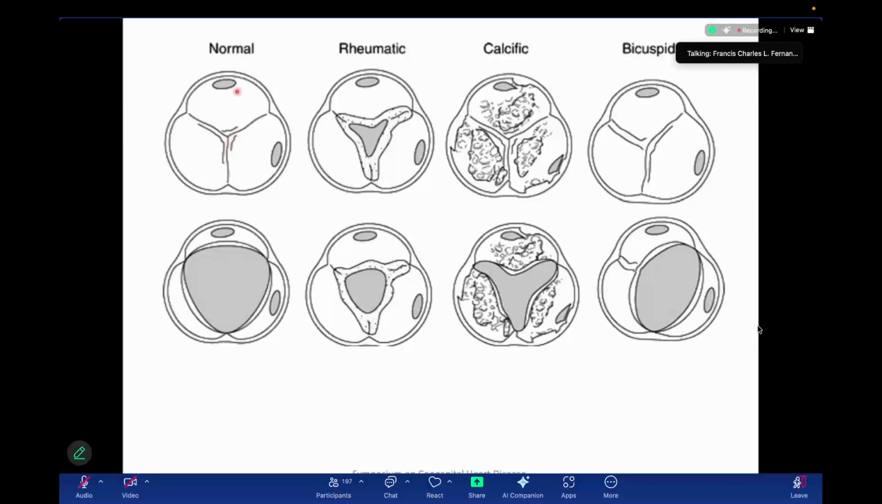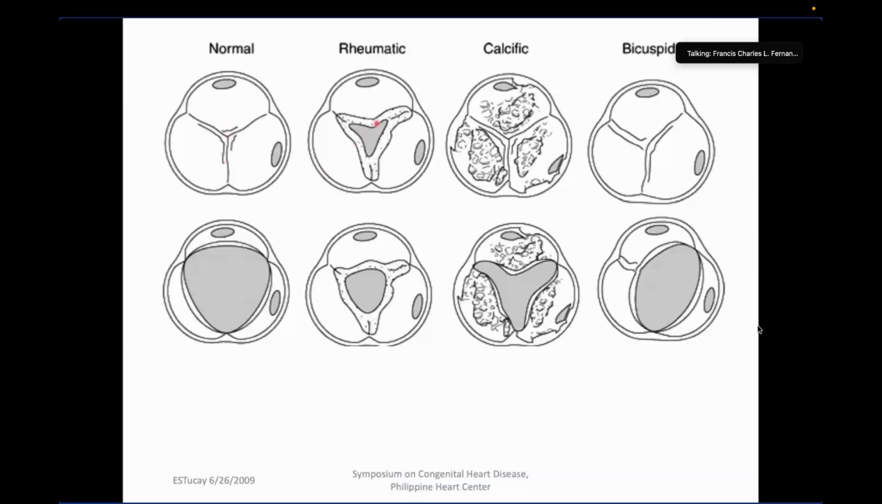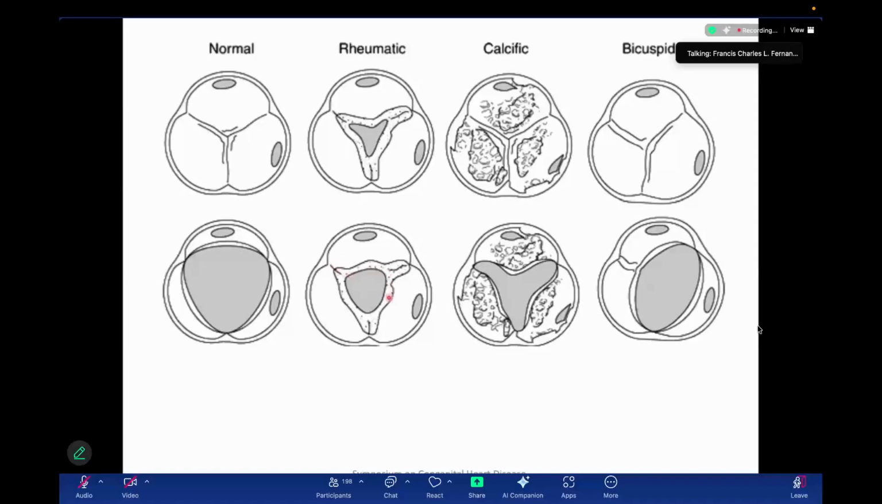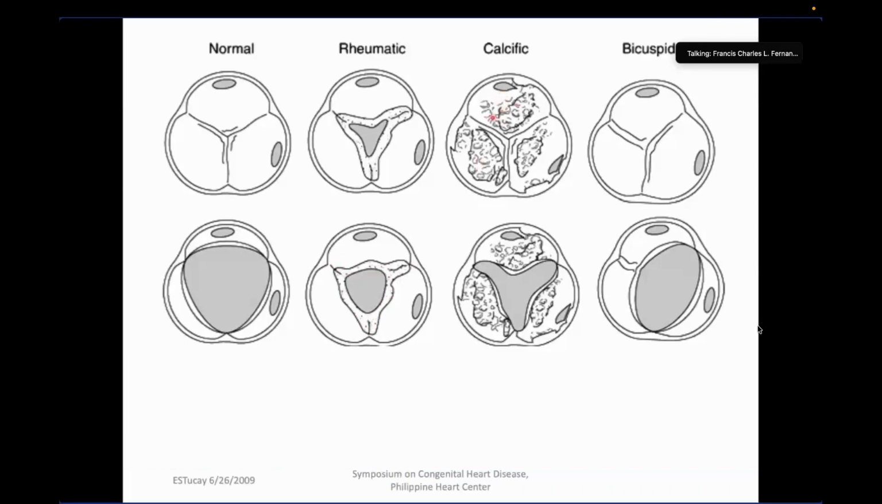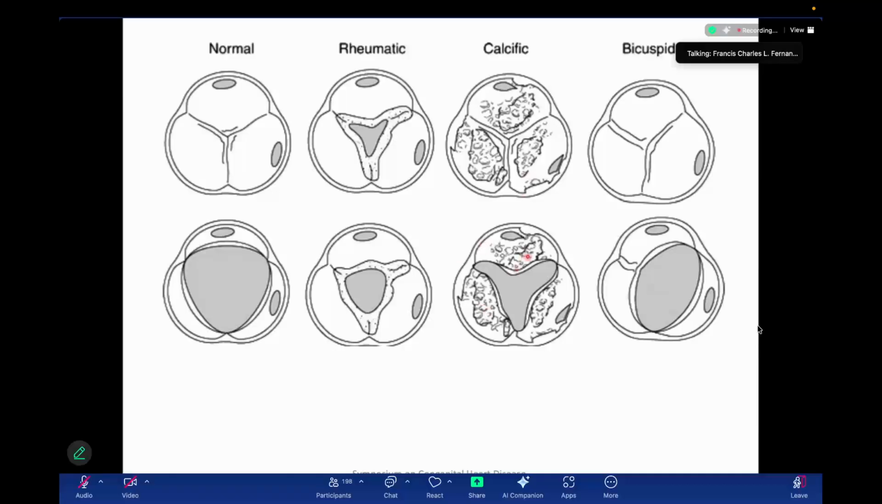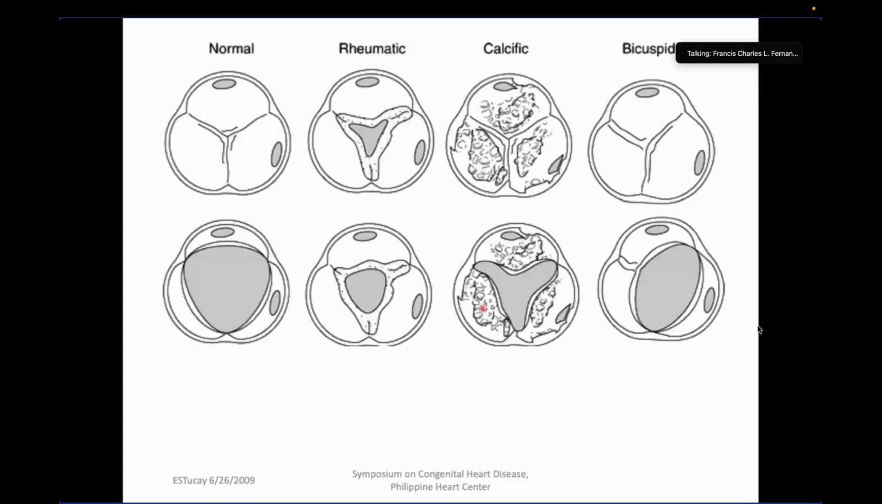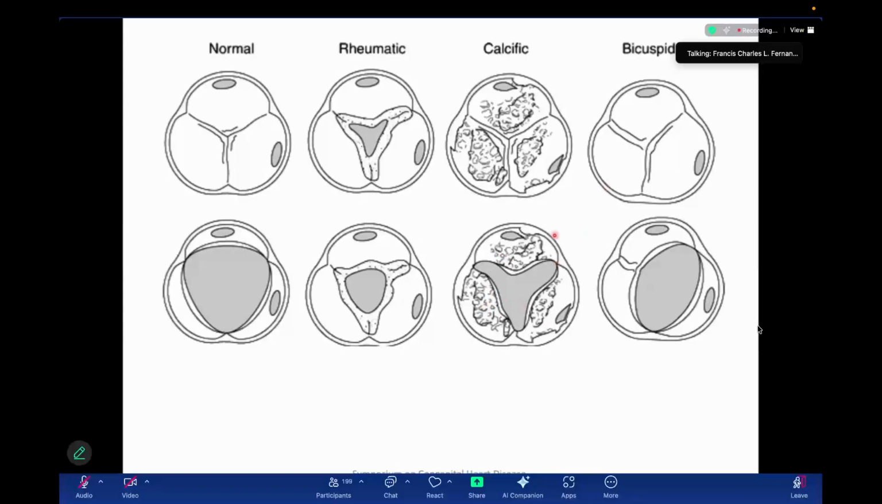So this is what it looks like schematically. Your normal valve, you have the closed and open. In rheumatic, you have fusion of the commissures. See the commissures, it tightens. I shall leave you the pathology. And then the calcific, with the calcium deposits. This is basically atherosclerosis as well, but the mechanism is very different from the coronaries as far as forming obstruction is concerned. You can see the distortion of the leaflets or of the cusps as well.